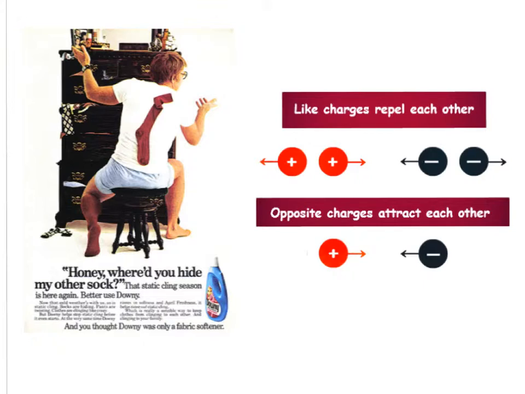So, an important rule to remember when we talk about electric charge: like charges repel each other. So protons repel protons because they are the same charge, and electrons repel electrons because they are the same charge. A negative charge repels a negative charge. However, opposite charges attract each other. So a positive charge and a negative charge will be attracted to each other.